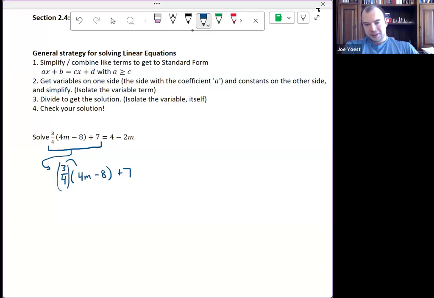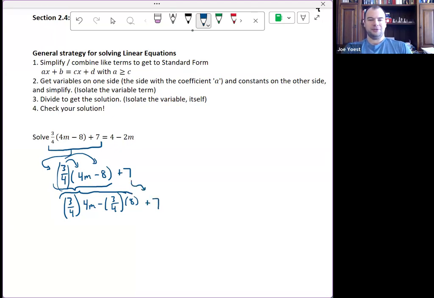But let me take this fraction, 3/4, this coefficient, and distribute it to the binomial, this 4m minus 8. That all comes from this bit here, and then a plus 7 at the end.